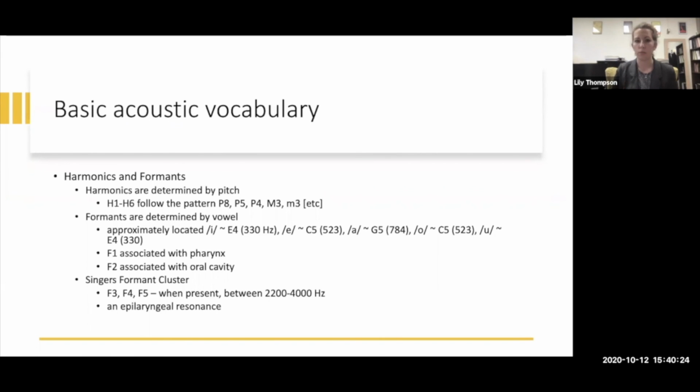Then there's also the famous singer's formant cluster. This is a group of formant activity, which when present, it's not always present, but when it is, we usually find it between 2200 and 4000 hertz, if I'm being generous. And that's often the third, fourth, and fifth formants clustering together. This is an epilaryngeal resonance, meaning that we believe that this formant activity occurs in the epilarynx.